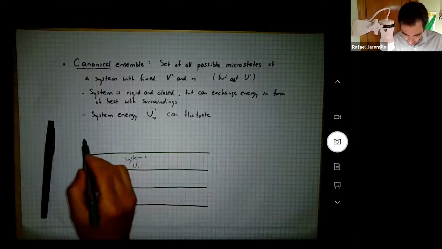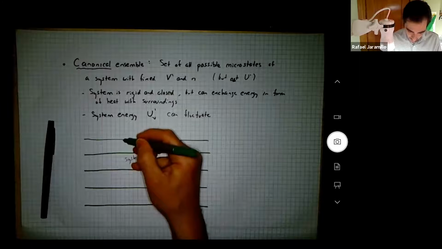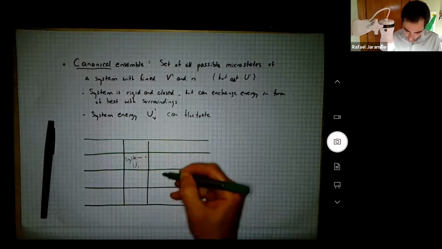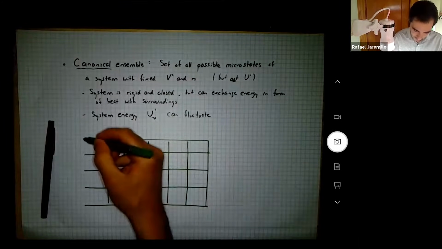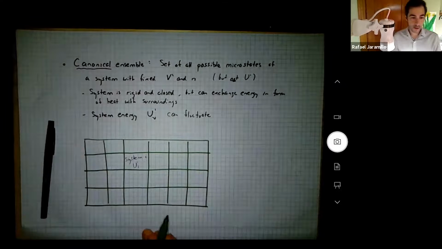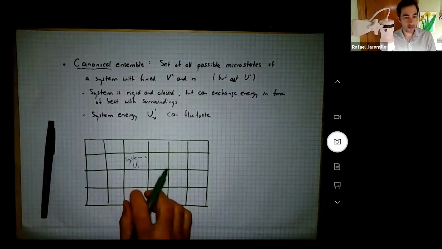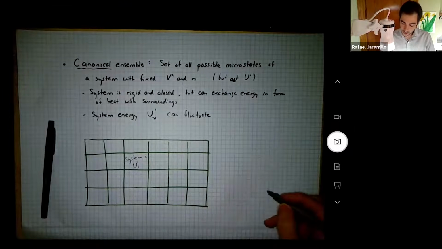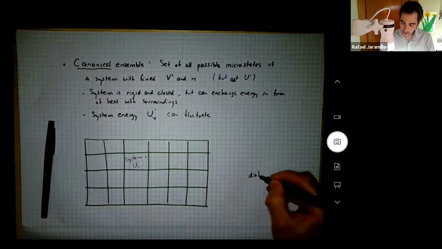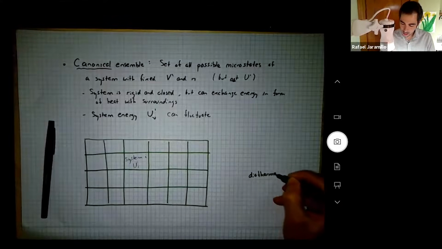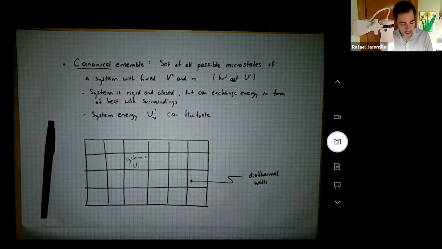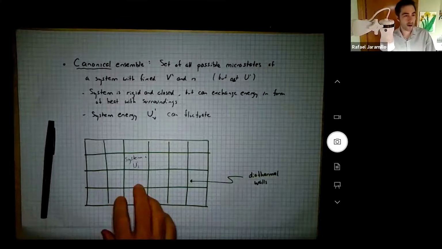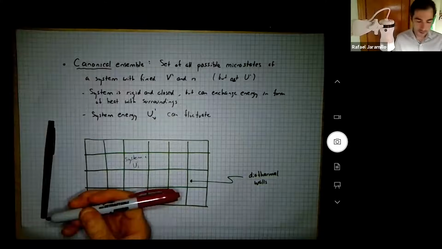So we're going to imagine a whole population, or if you like, an ensemble of systems, all with fixed volume and fixed particle number, but with diathermal walls. So if heat is like sound, you have to imagine this is an apartment building that's really noisy. You hear all your neighbors. So the volume is fixed and the particle number is fixed, but you're exchanging energy through the walls.